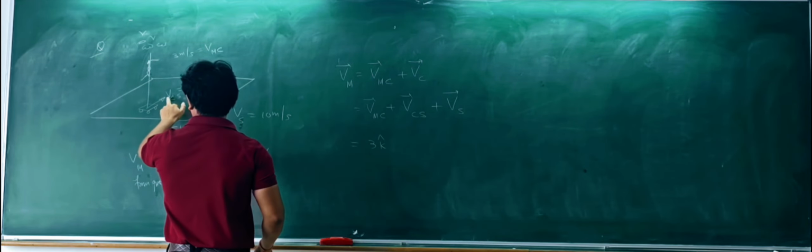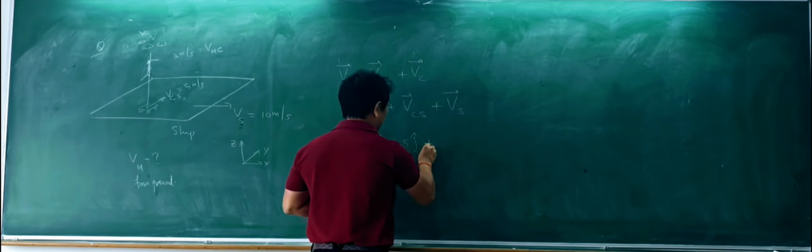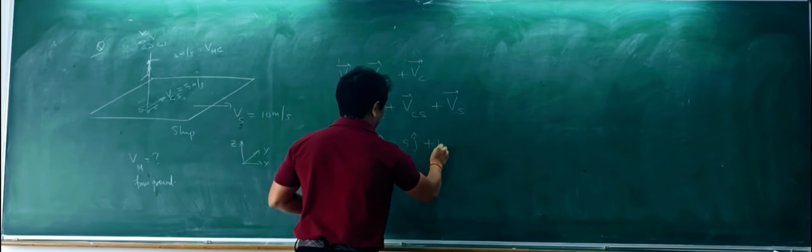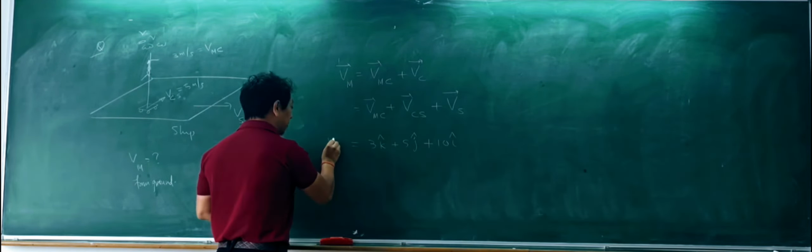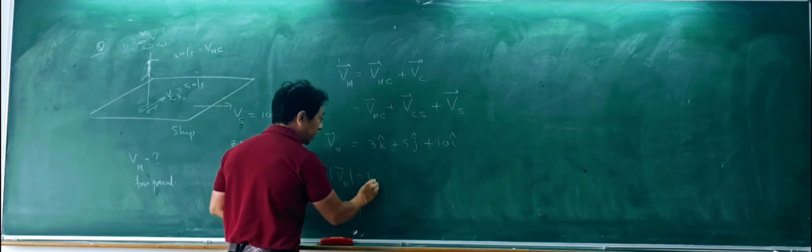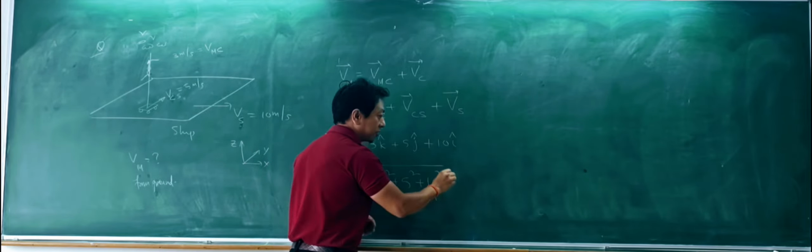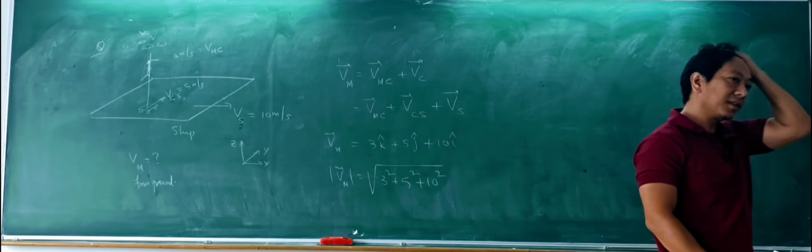Where is the velocity of car with respect to ship? 5j cap. And velocity of ship? 10i cap. So this is the velocity of monkey. If they ask the magnitude, under root 3 square plus 5 square plus 10 square. End of story.